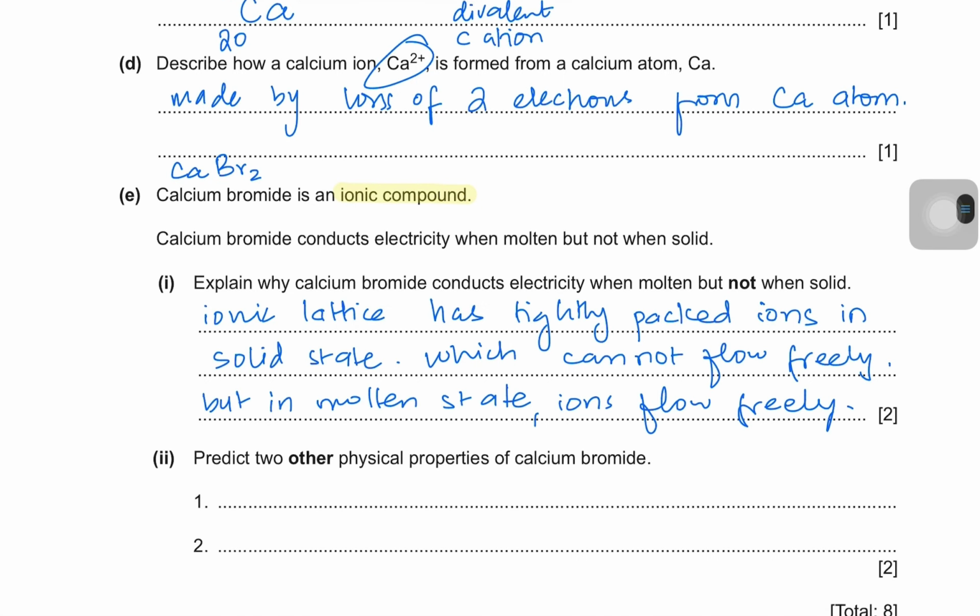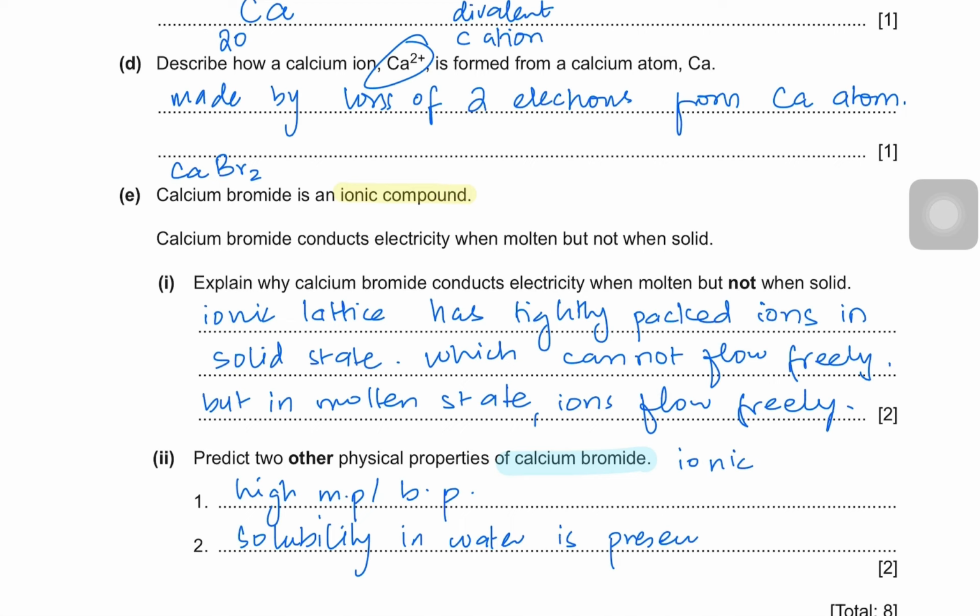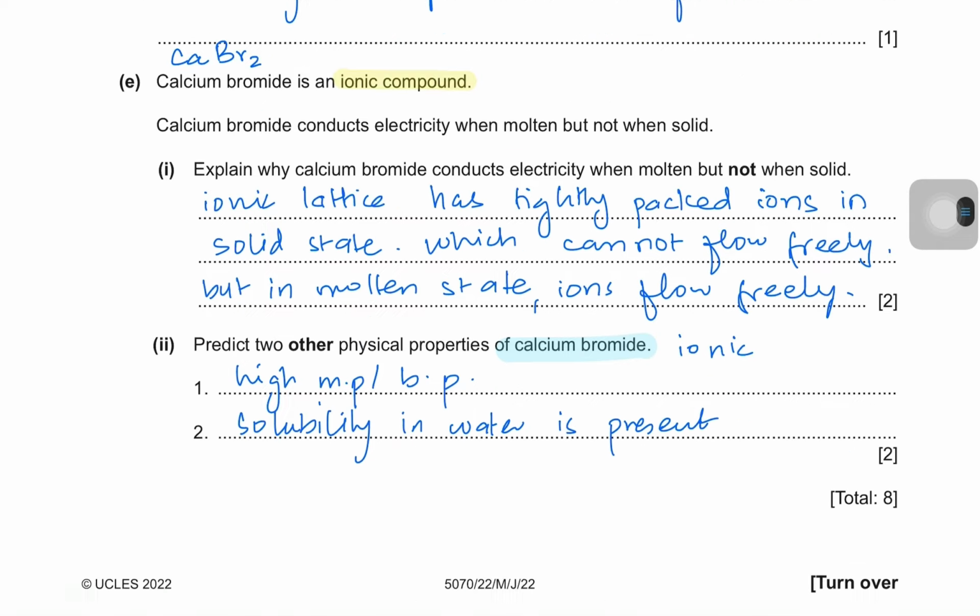Predict two other physical properties of calcium bromide. It's an ionic compound, remember? It's ionic. Since it's ionic, what do we know? It has definitely high melting and boiling point, so very high melting and boiling point. All the ionic compounds are soluble in water, so you can talk about solubility in water is present, or you can say it's soluble in water. That would also mean the same thing. Let's move on.